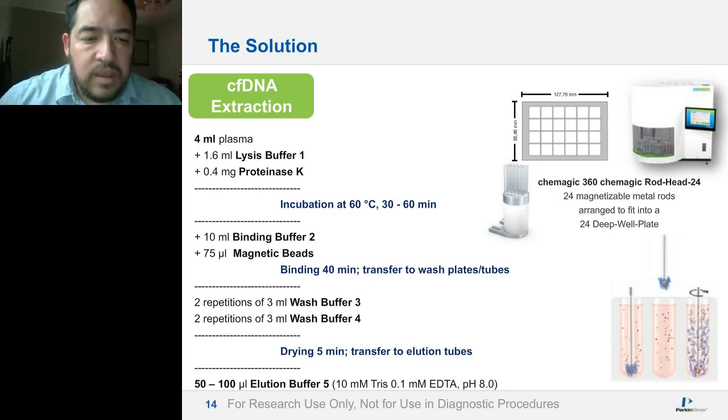After the binding, we have 2 repetitions of 3 mL of wash buffer 3 and 2 repetitions of 3 mL of wash buffer 4, followed by a drying step that we implement on the instrument, as well as the transfer to elution tubes, and we essentially elute in a very basic Tris-low-EDTA buffer to stabilize the circulating cell-free DNA in solution. As pointed out earlier, the chemagic 360, one of our featured instruments for this isolation, uses 24 magnetizable rods arranged to fit in the SBS format 24 deep well plate.